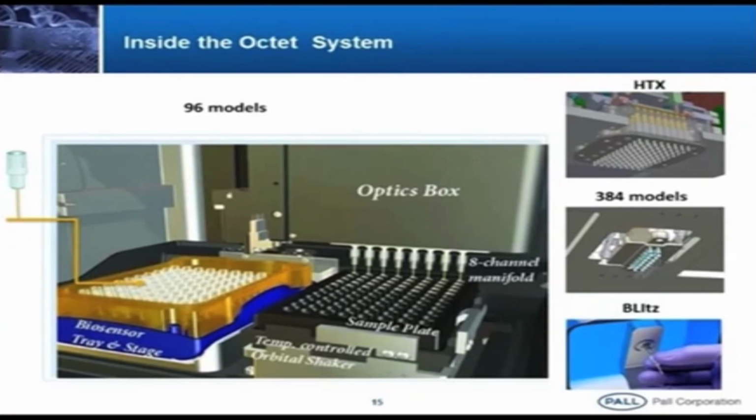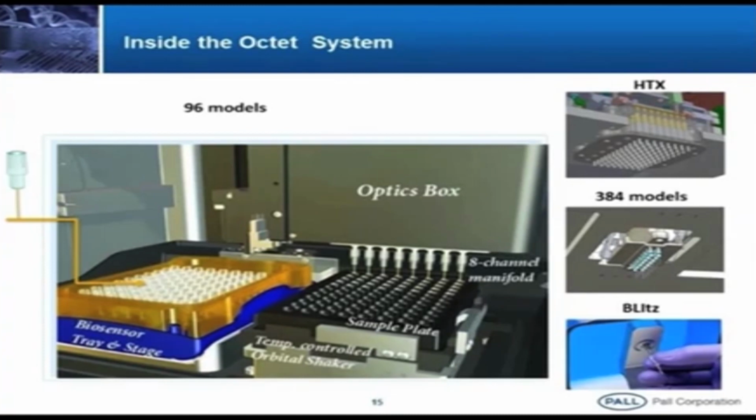This is the 8 channel. We have a 384 model. This is what the optical head is. This is the HTX, I said high throughput instrument, multiplexing. The advantage for this instrument, the HTX, is we can analyze one sample also, we can analyze 96 samples also. It is multiplexing.